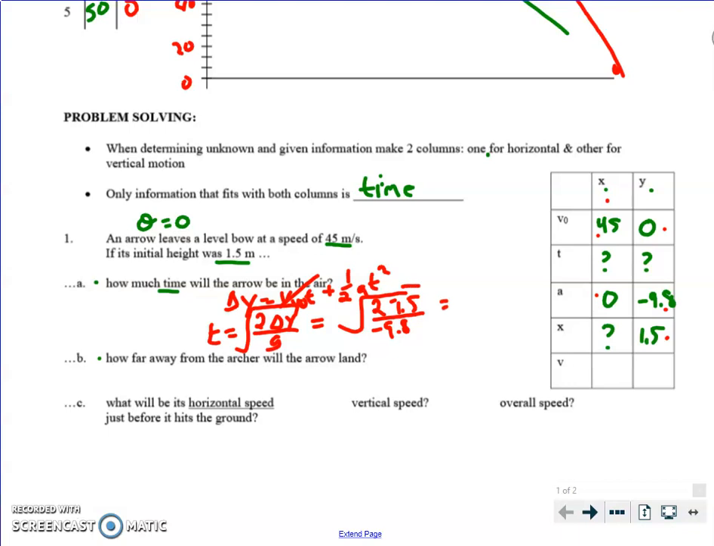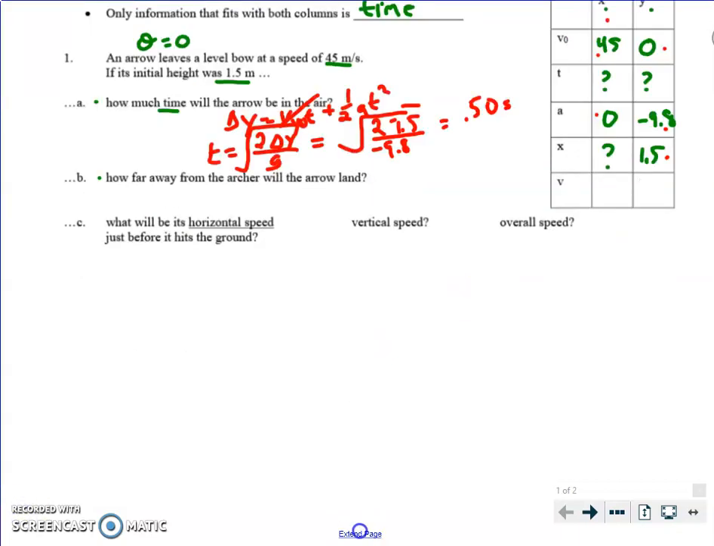So if we do that properly, I don't know what it is. I think it's about 0.5 something seconds. I'll let you figure that out, okay? Because the numbers aren't essential here. Okay, so I went ahead and actually calculated it. So 0.55 seconds. It's going to be in the air. And note that that time is independent of the speed, okay?